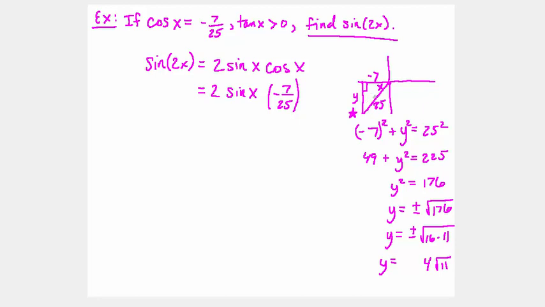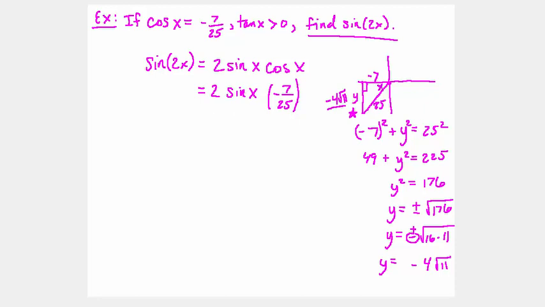If we're in quadrant 3, then this y value here, this vertical side of the leg, should be negative. So I'm going to use only the negative of this plus or minus option. And if that's the case, let me go back to our triangle and label it. We know this is negative 4 root 11. Okay, so we'll use that now to construct a ratio for sine of x.